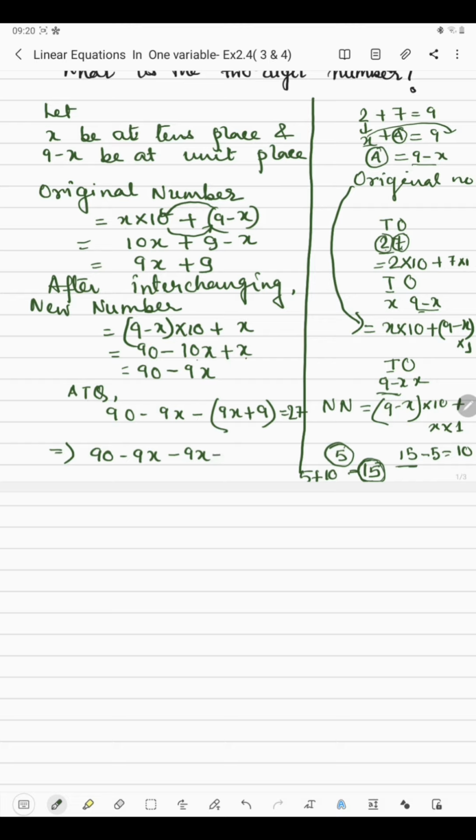Now what will be the two-digit number? Therefore the required number is, while forming the original number, x we considered as tens place, and if I write T and O, x was at tens place and 9 minus x was at ones place. So in place of x we have got 3, and in place of 9 minus x, if you put the value of x here, then we'll get 6. So in ones place it will be 6, so the required number is 36.